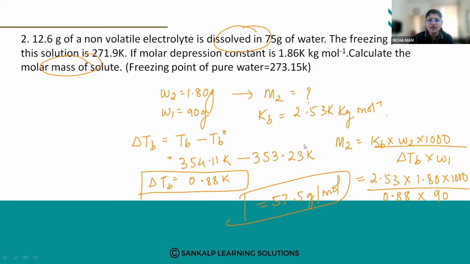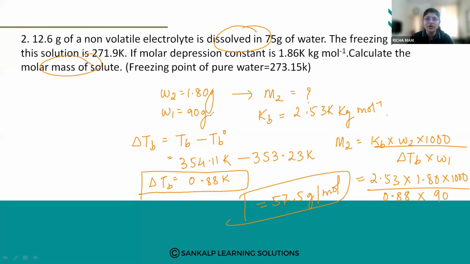Calculate the molar mass. So the change in delta TF, delta TF would be how much? 273.15 minus 271.9 Kelvin, which is 1.25. Okay, first we'll solve this. We'll go back again to the previous question. So the answer is 57.5 gram per mole.